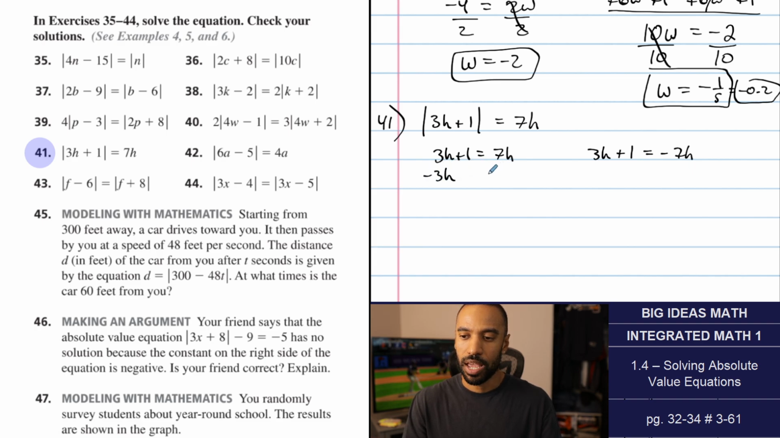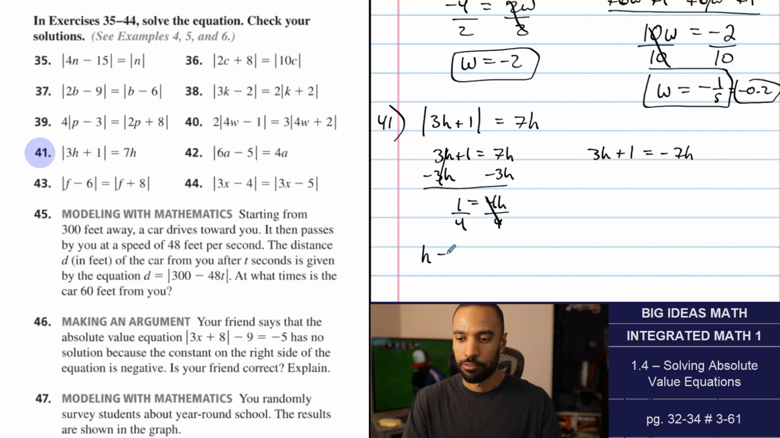I subtract 3h from both sides here if I want to keep my h term positive. It's probably what I want to do to get it by itself. And then I divide both sides by 4, right? And you get h is 1/4. 1/4 is also 0.25.